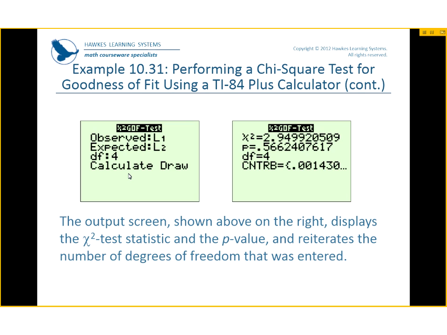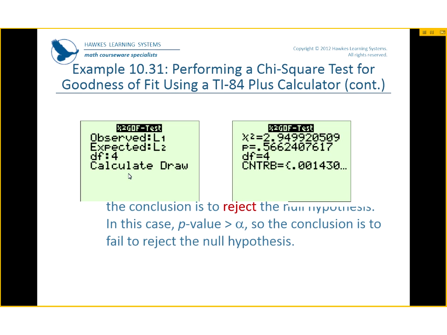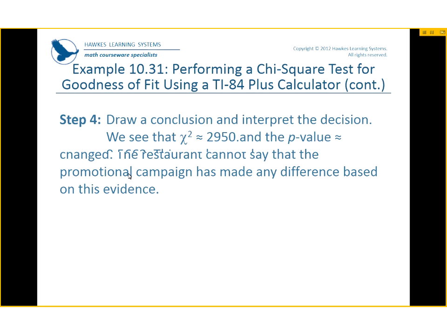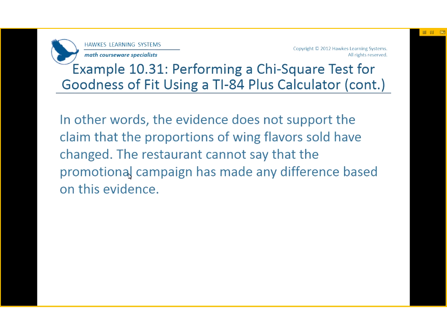So then what you get is a chi-squared of 2.949, a p-value of 0.5662, and a DF of 4. Let's decide based on the p-value this time. We know if a p-value is less than or equal to alpha, then we can reject the null. In this case, the p-value, 0.566, is greater than the alpha of 0.05, so we fail to reject the null hypothesis. Which means the proportion of wing flavors sold doesn't support the claim. The restaurant can't say that the promotional campaign has made any difference based on that evidence.